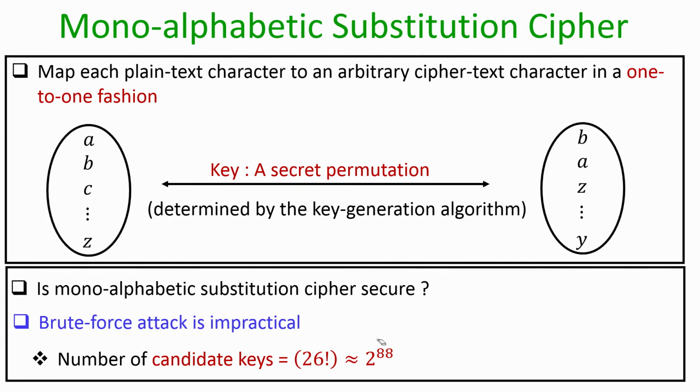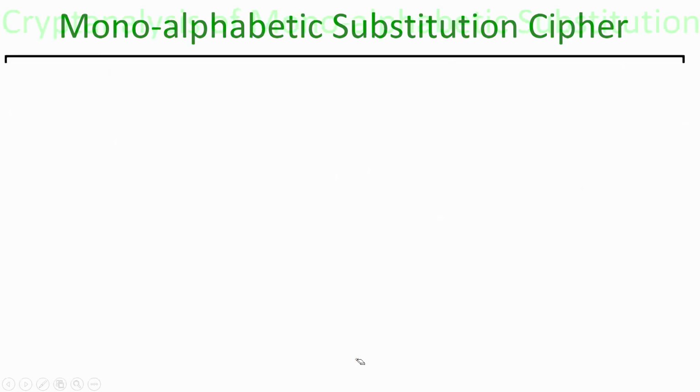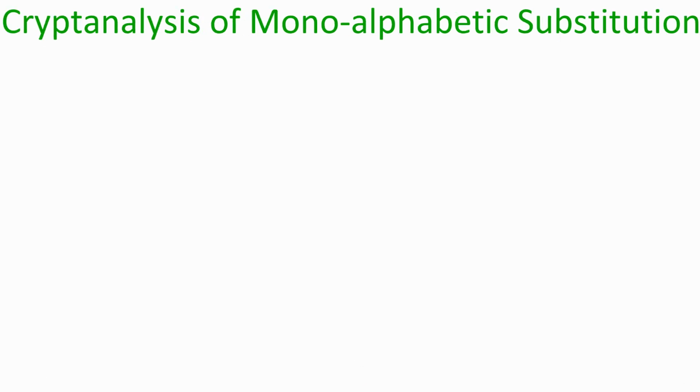So, if the adversary tries to do a brute force attack, which we saw in the context of shift cipher, the amount of brute force or the computation that the adversary has to perform is of the order of magnitude 2 to the power 88, which is an enormous amount of computation. That means we can definitely say that a brute force attack is not possible to launch over the monoalphabetic substitution cipher. But that does not necessarily mean that that is the only attack possible on the monoalphabetic substitution cipher.